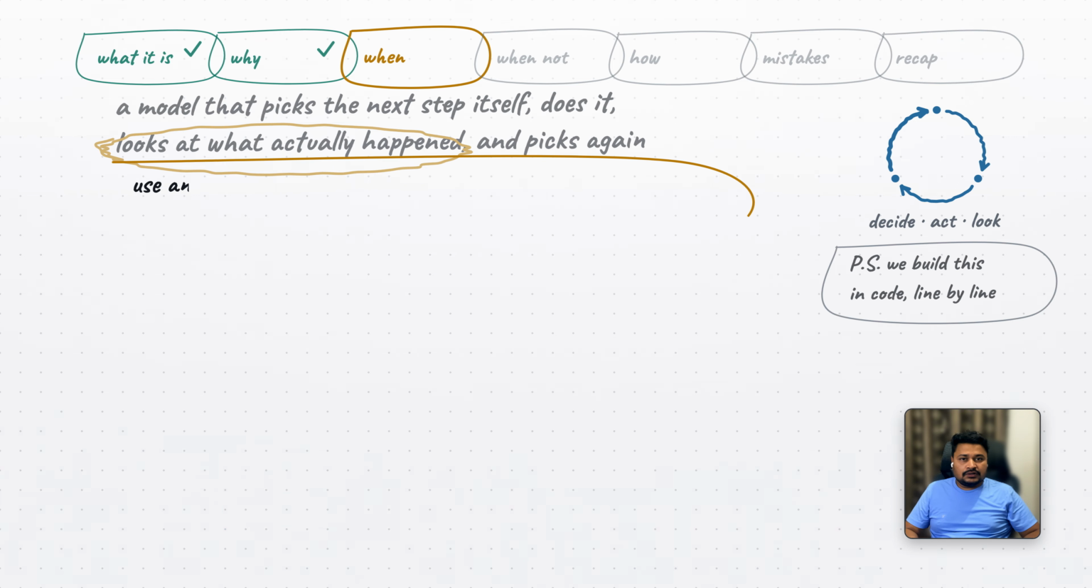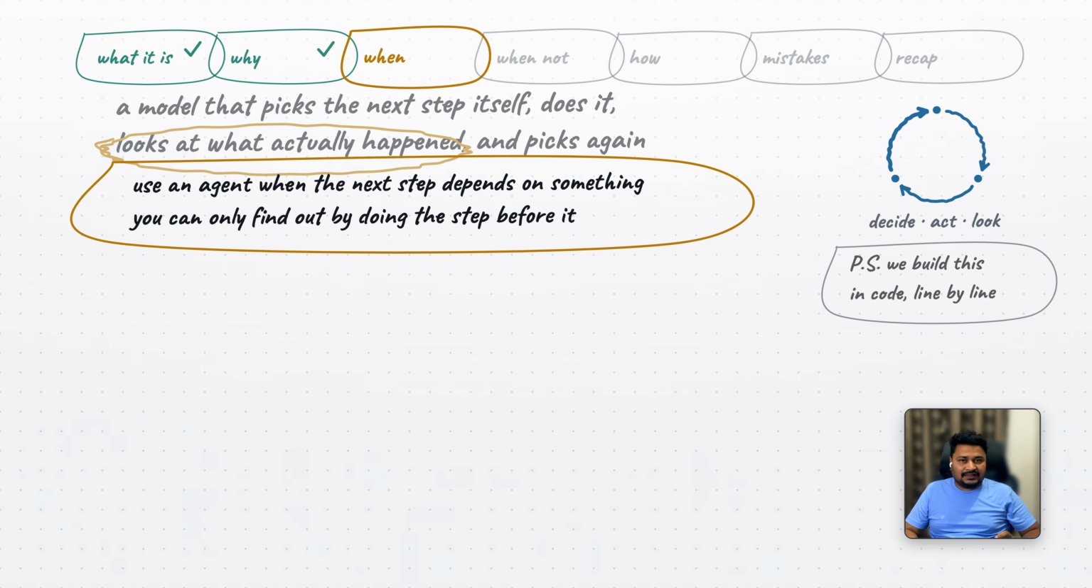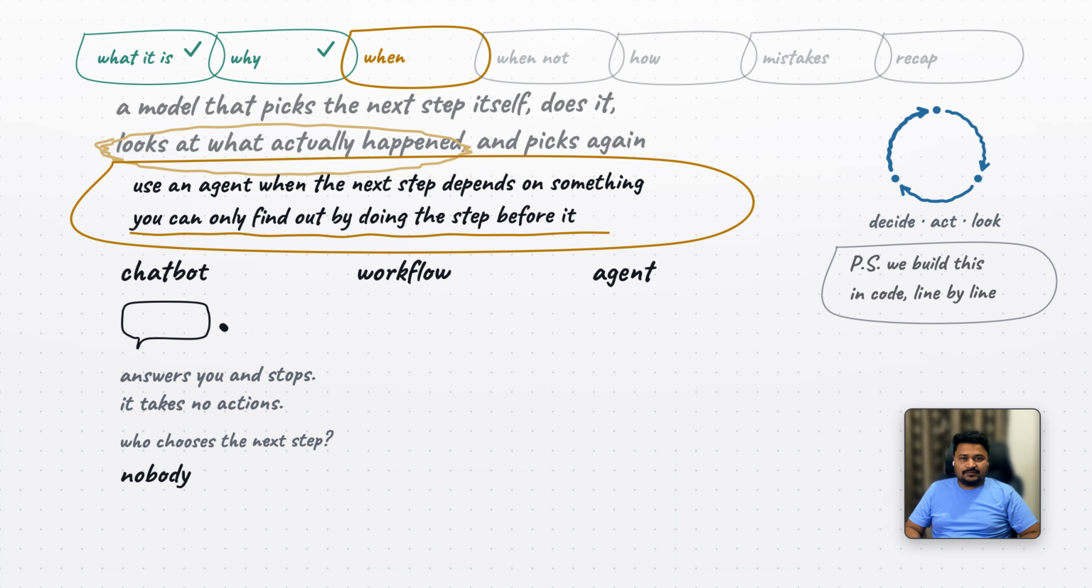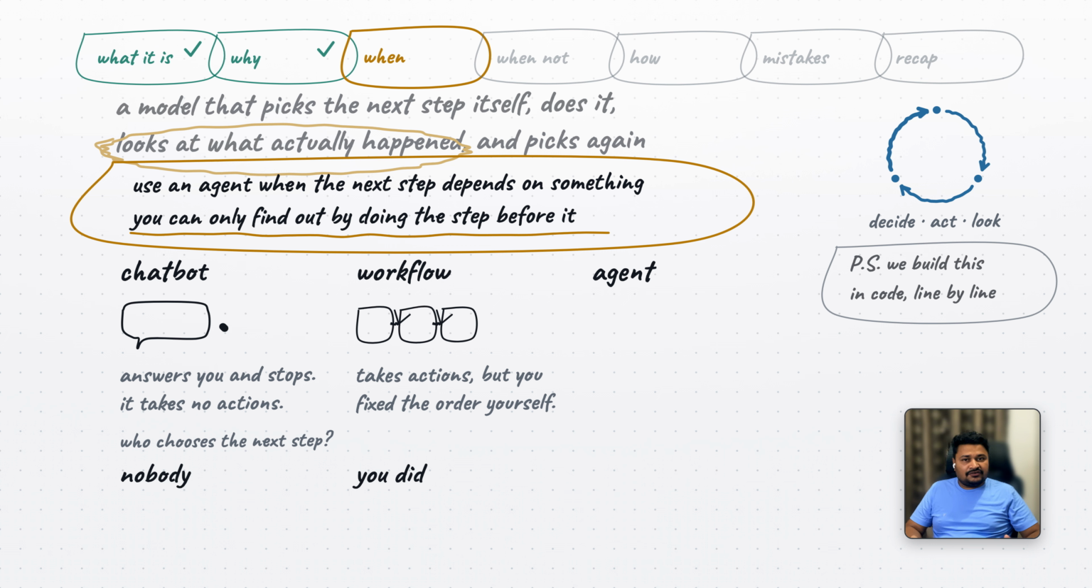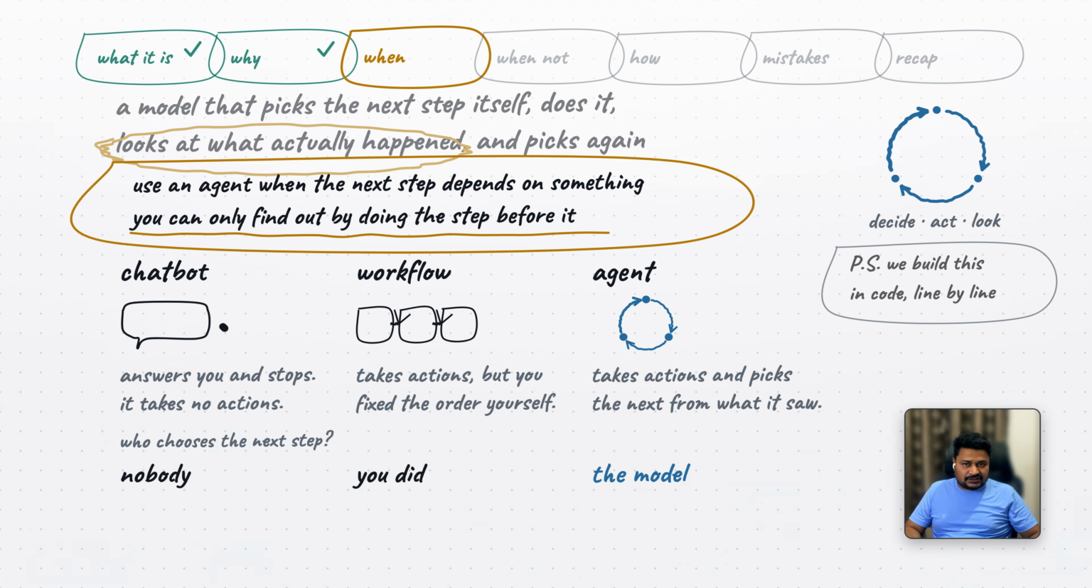Here's the rule: use an agent when the next step depends on something you can only find out by doing the step before. That's the whole test. Line up the three. A chatbot answers you and stops. It takes no action. A workflow takes an action but the order is fixed when you write it. An agent takes an action and picks the next one from what it just saw.